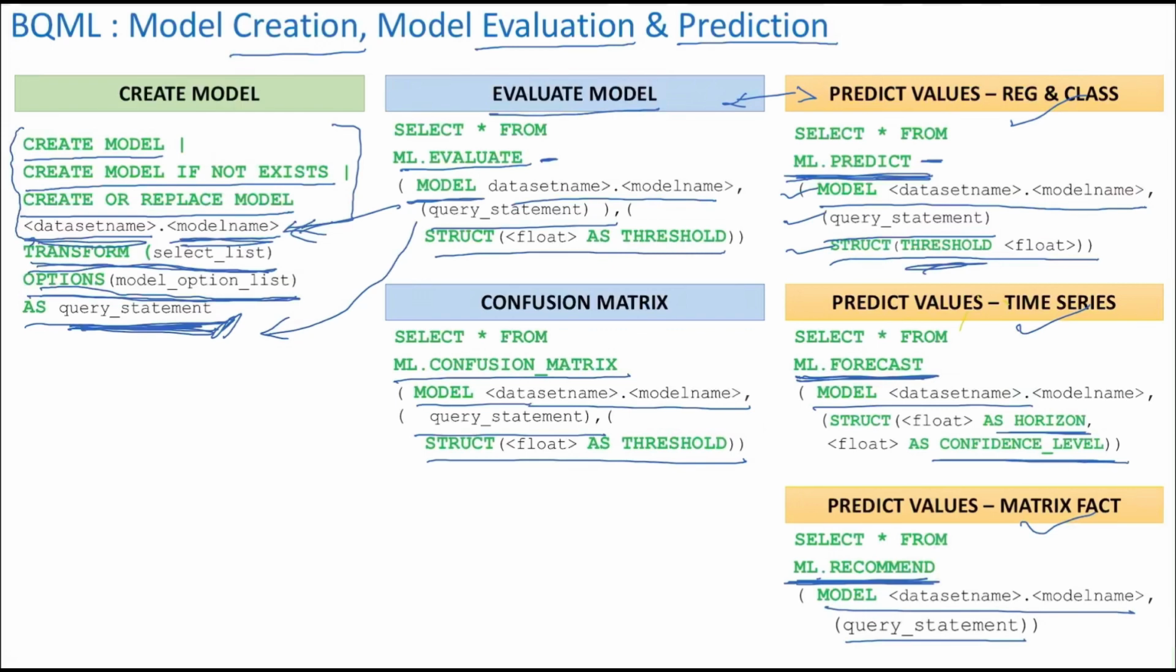All right, so this is a quick overview of what different functions within BigQuery ML look like for creating the model, for evaluating the model, and finally for predicting the values. In the next section, we will look at the model creation part, which is this one, in more detail, and we will look at an example of how do you use this to create a model. Stay tuned.